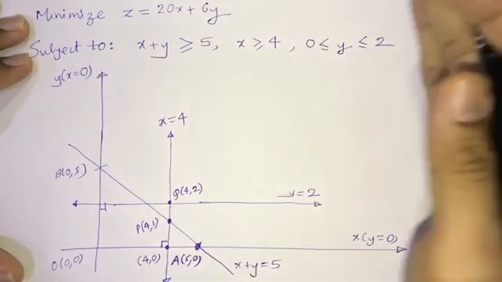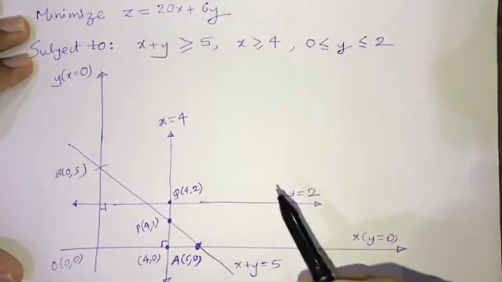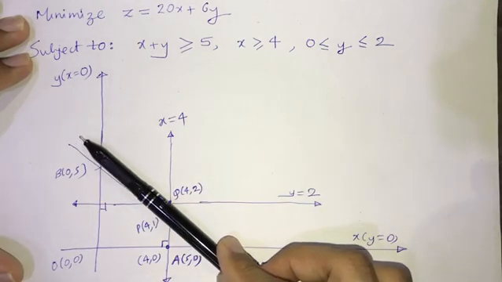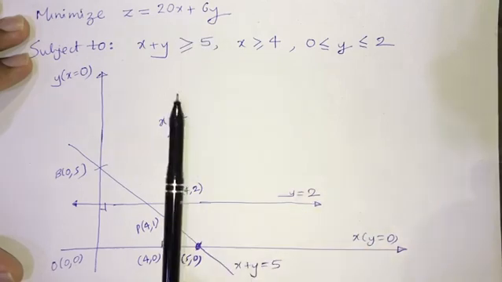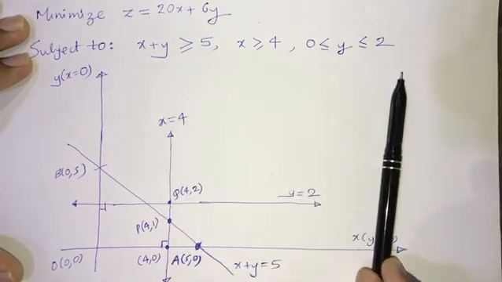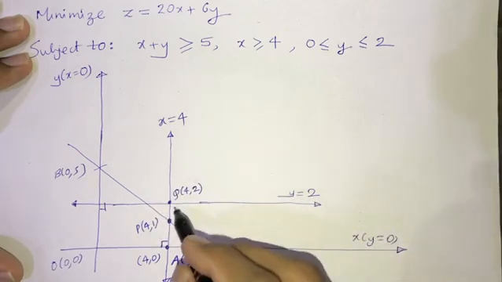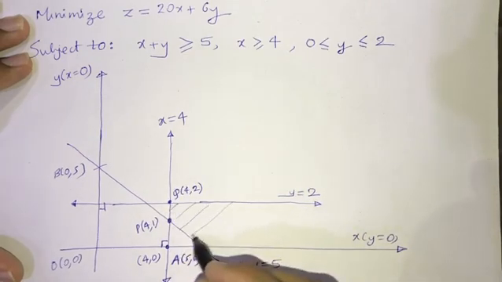Okay, first quadrant. It has to be the first quadrant. Again, non-origin side for x plus y greater than 5, non-origin side for x greater than 4, but between 0 and 2. So I would say this is the feasible region.